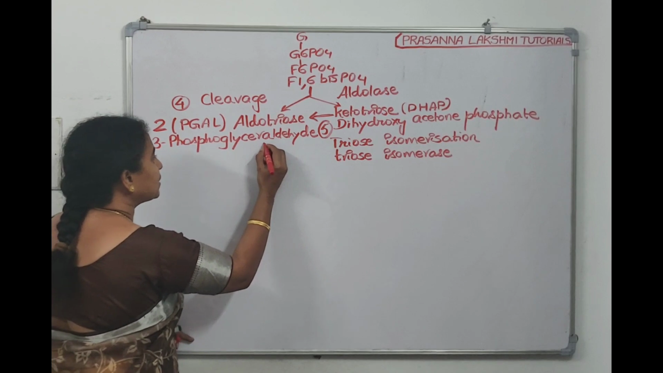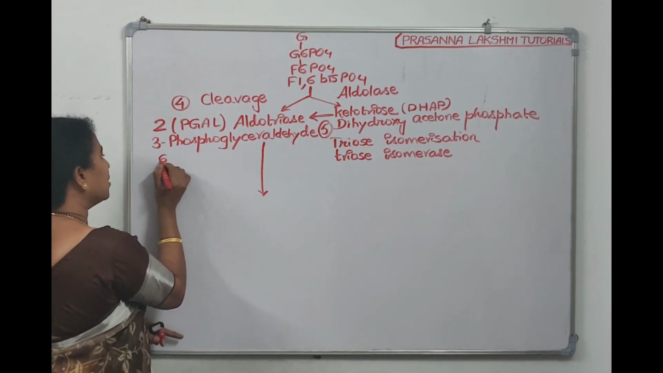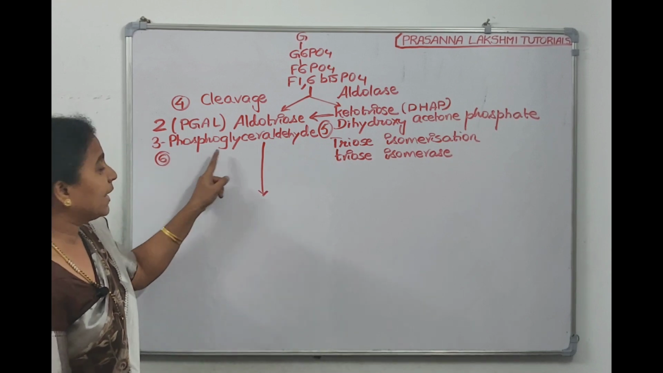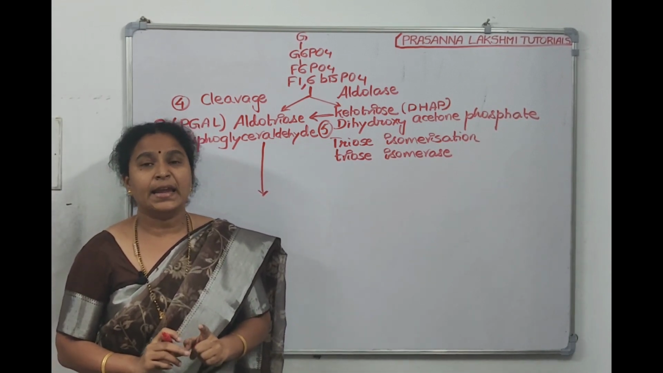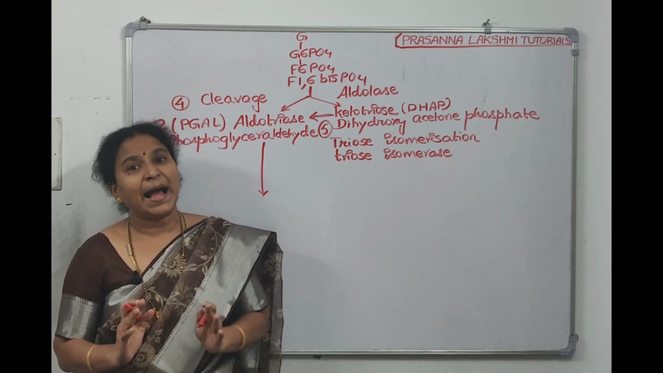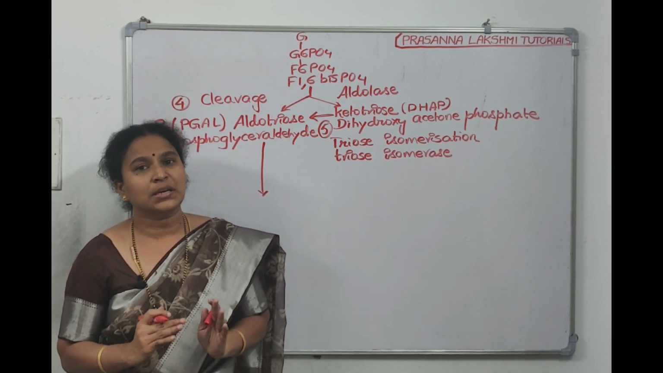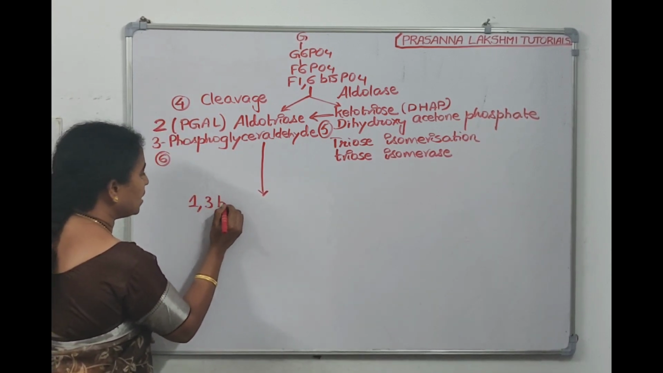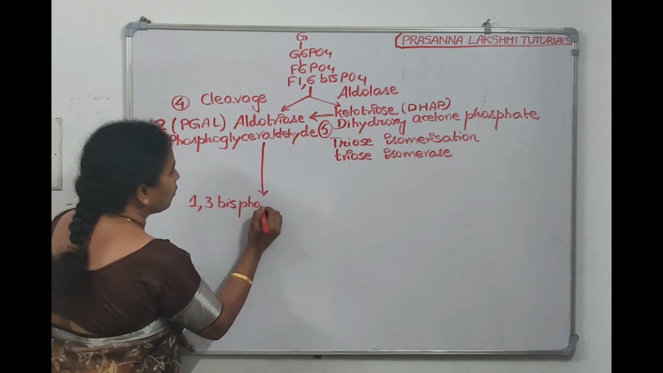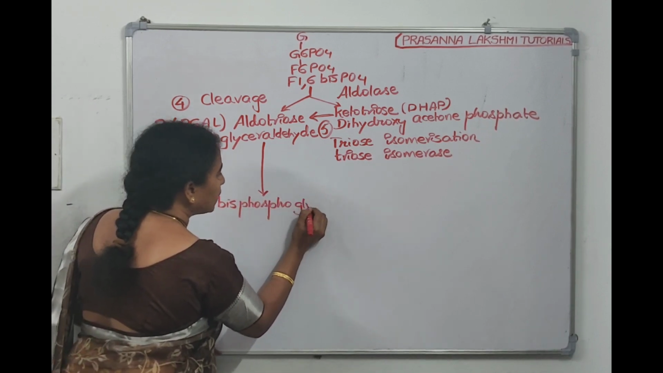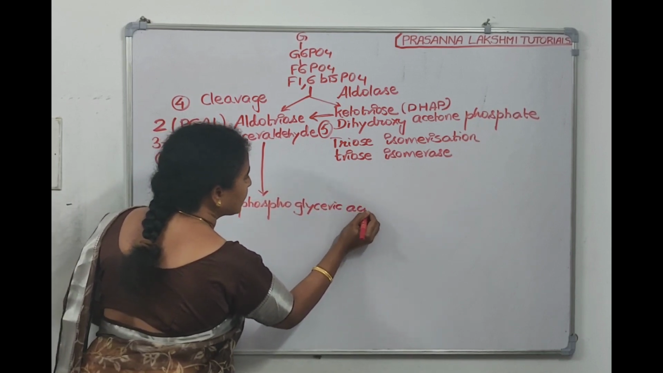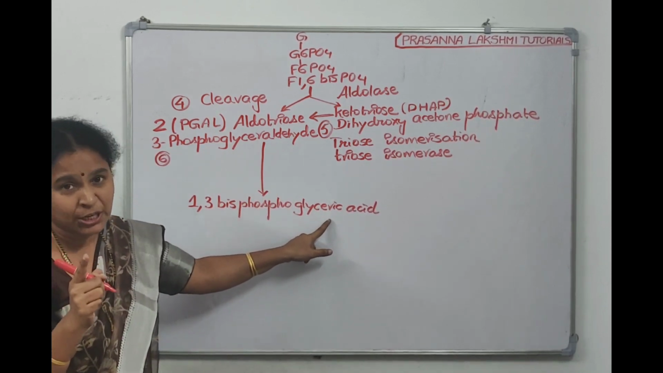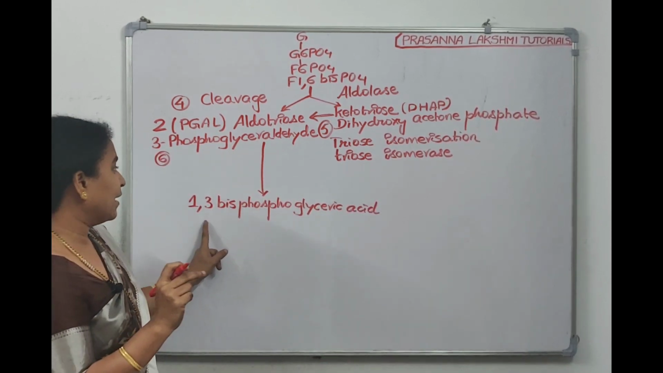Now let's do the 6th reaction. Now reaction number 6. In the 6th reaction, phosphoglyceraldehyde gets converted to glyceric acid. Aldehyde is getting converted to glyceric acid. So then it gets converted to 1,3-bisphosphoglyceric acid. So phosphoglyceraldehyde got converted to glyceric acid, one change. It took one more phosphate, another change.